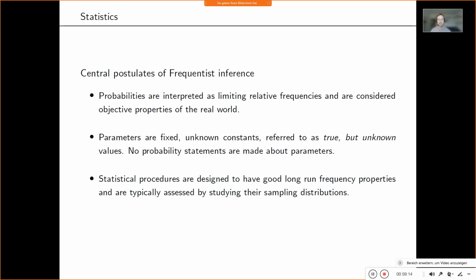Frequentist inference is mainly the idea that you can interpret probabilities as limiting relative frequencies, which actually exists in the sense that there is really a probability for a dice to come up 3, and this probability you can determine by throwing the dice many times and recording how often you get 3.